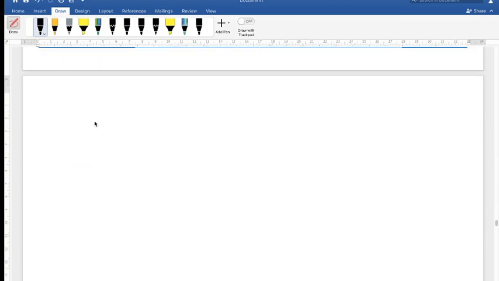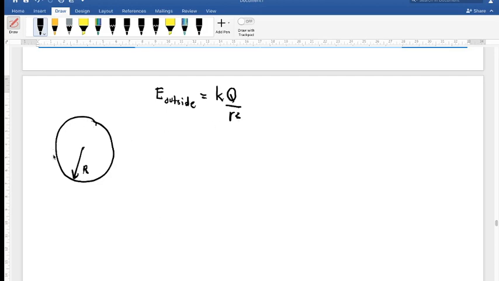So we have a sphere with radius R. First we need to find the electric field outside. We already know that the electric field outside is equal to kQ over r squared, assuming the total charge of the spherical shell is Q, in the r hat direction. How about the inside? Since this is a conducting spherical shell, the electric field inside is obviously 0. So we have to find the potential outside and inside.